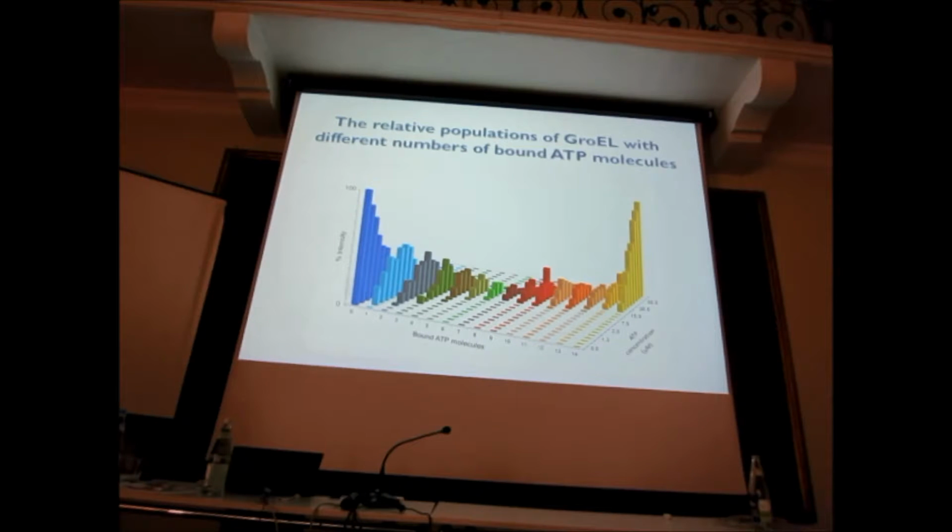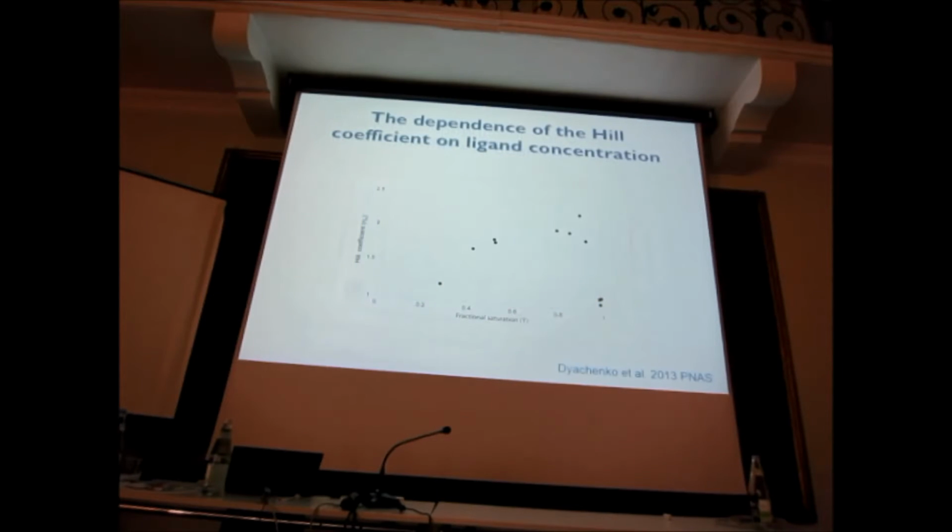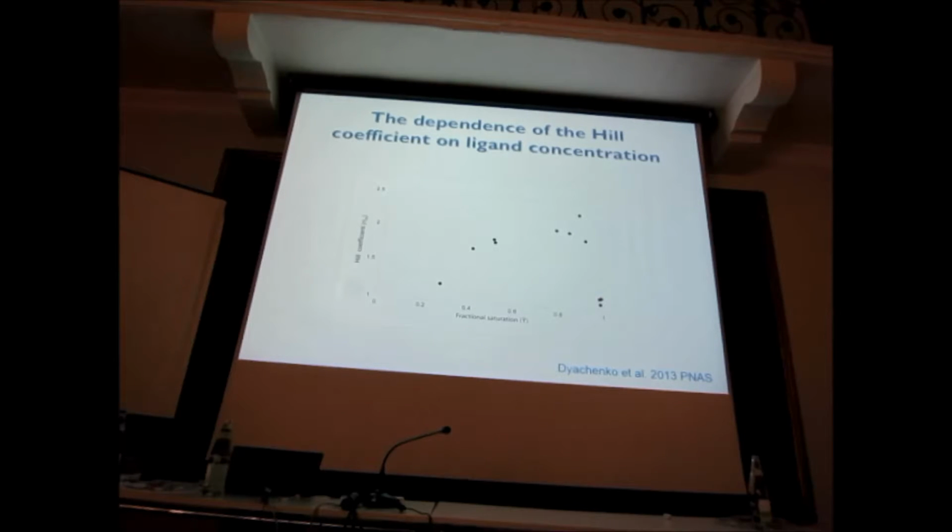And now that we have this information, we can go back to our original question and use this data in order to define the allosteric mechanism and function of GroEL. One of the things that we could do was to determine the Hill coefficient as a function of the ligand concentration. The Hill coefficient determines the extent of cooperativity, and usually a single value is used, and this is because the standard methods allow you to extract only a single value.